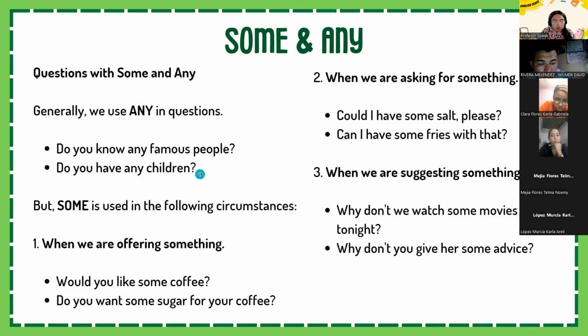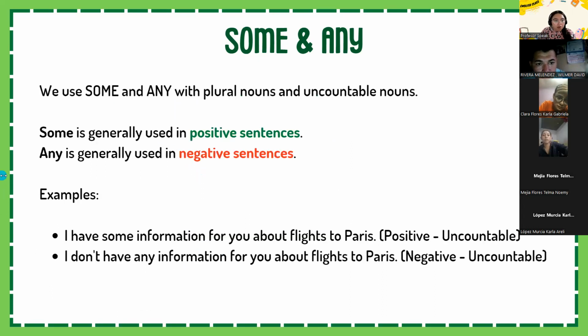Y escenarios, once again, en la mayoría de preguntas, las excepciones con usar some en preguntas son estas tres que ven acá. Y también, aquí tenemos any para negatives. I don't have any information. Once again, aquí está el noun y aquí está any. Así que la posición de any en una oración tendría que ser antes del noun que vaya a utilizar, antes del sustantivo. That will be the position for any.